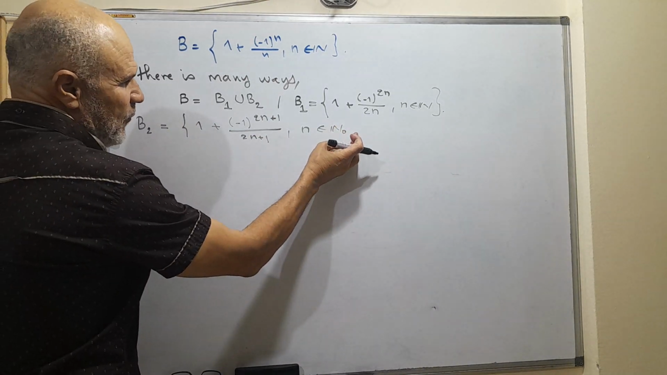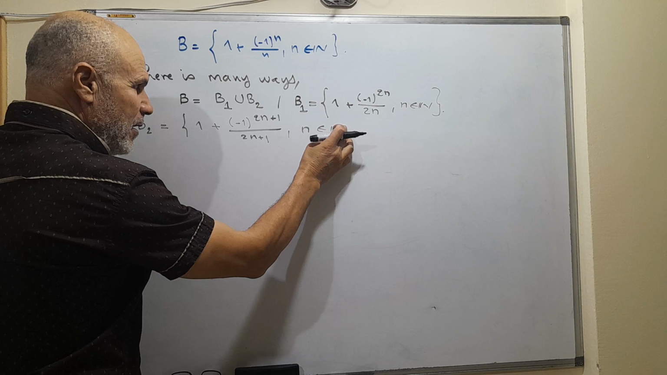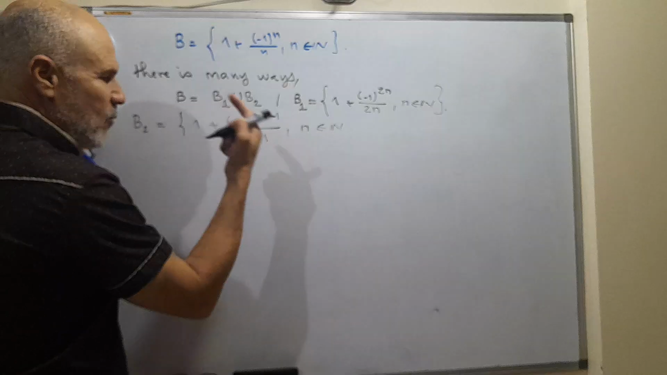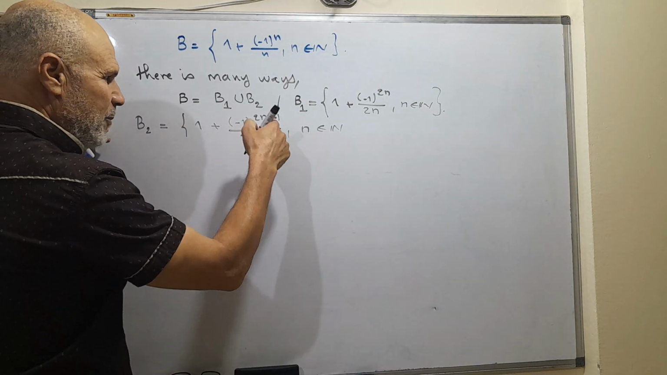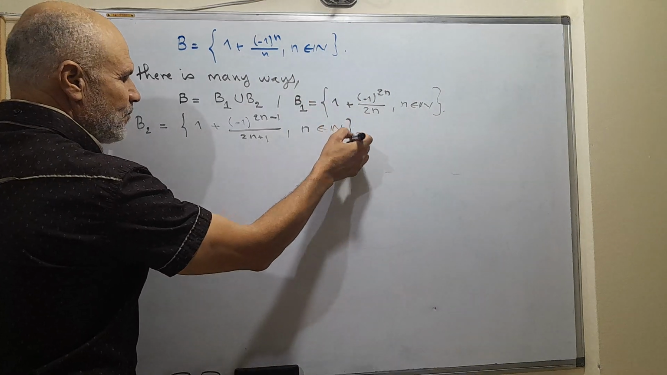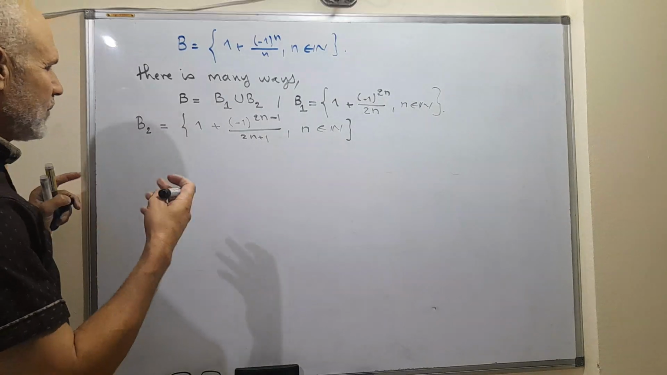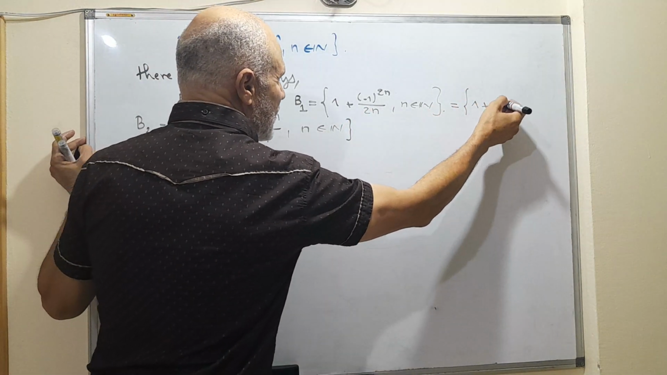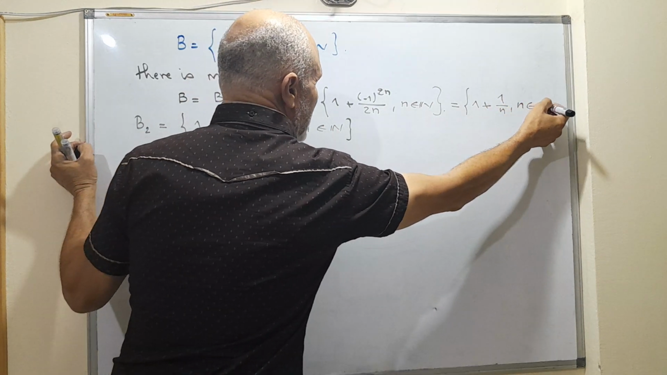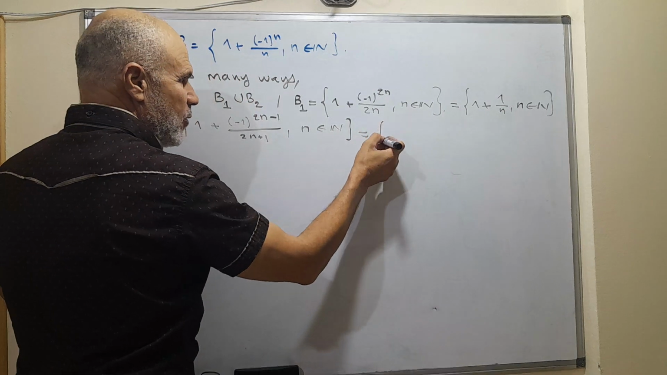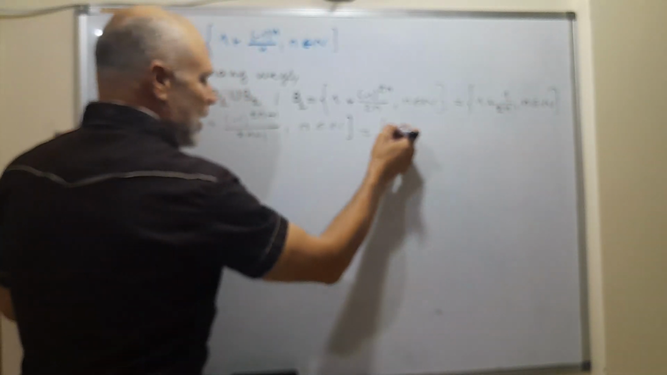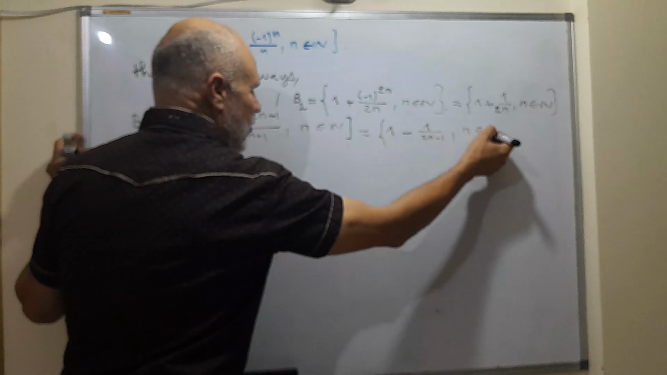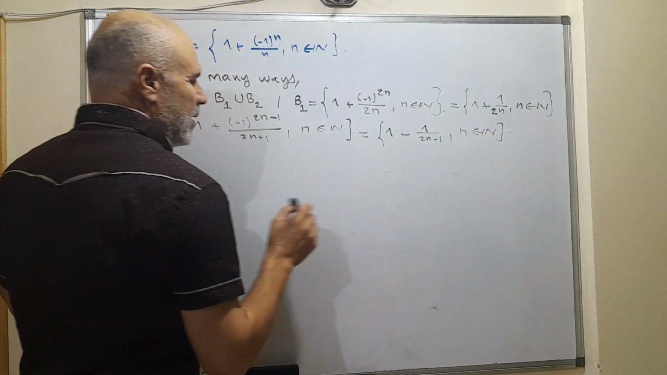If we wish to use just n, we can write here minus 1 and we start from 1. If we take plus 1, we start from 0. So this one is equal to 1 plus 1 over 2n, n in N, and this one is equal to 1 minus 1 over 2n minus 1, and n also in the natural numbers N.